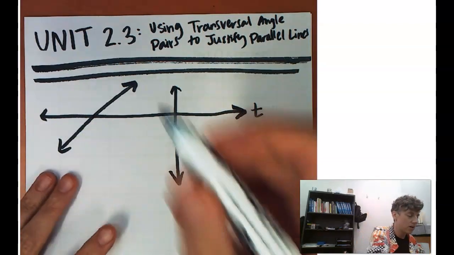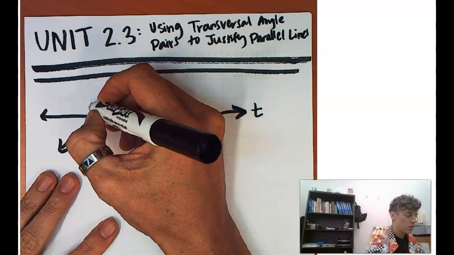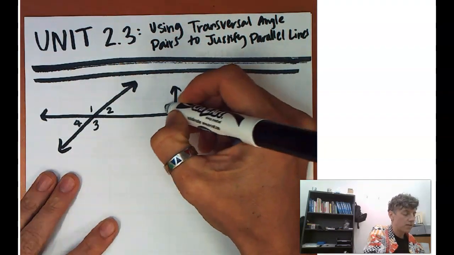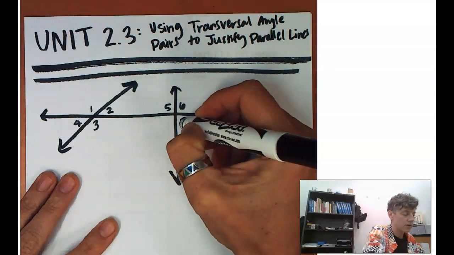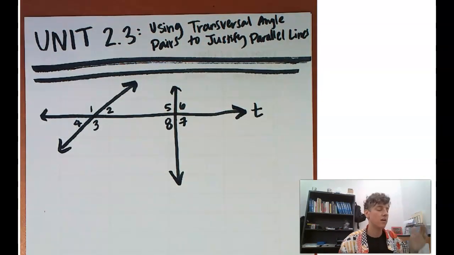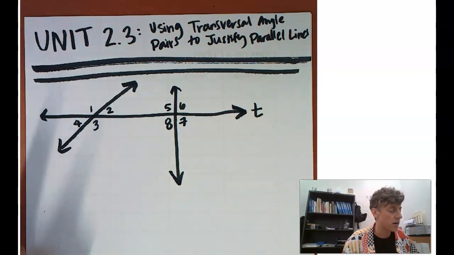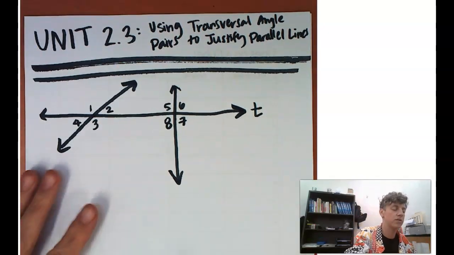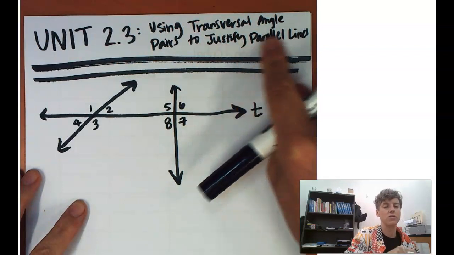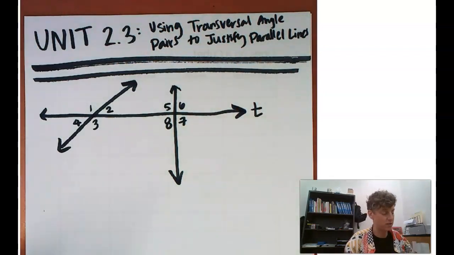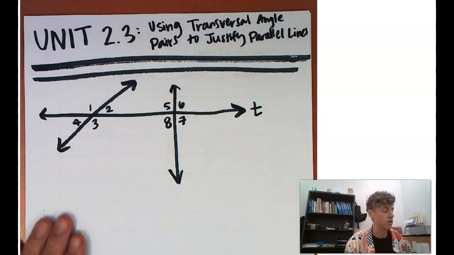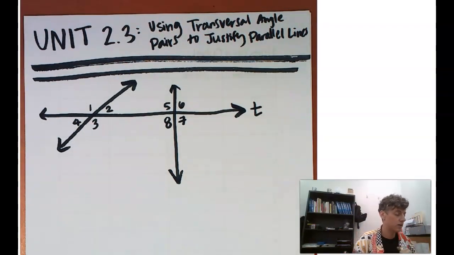And then let's number our angles here. Let's say 1, 2, 3, 4, 5, 6, 7, 8. All right. So let's talk about the transversal angle pairs that we had previously. It's always good to keep these fresh in our brain cells if we want to extend this into using them to justify that lines are parallel. In this example, they're not parallel though. So we're just talking about what the names are of the transversal angle pairs.